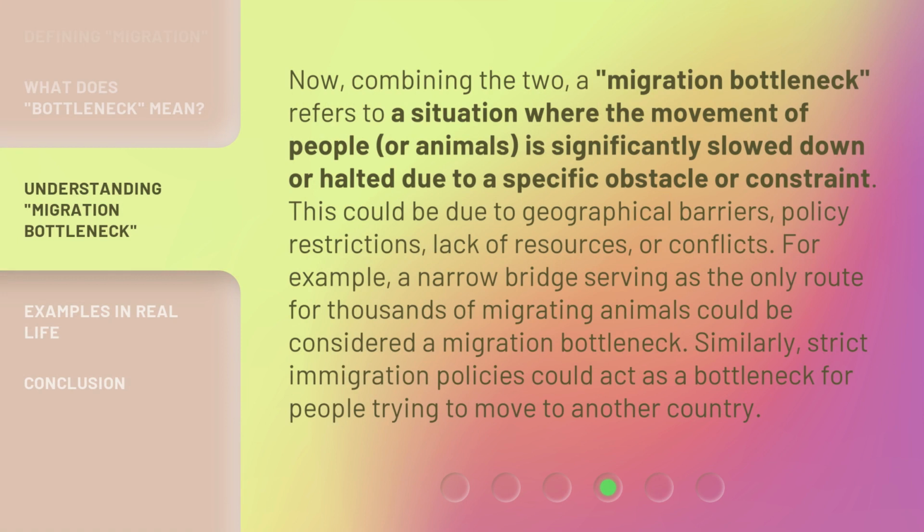Now, combining the two, a migration bottleneck refers to a situation where the movement of people or animals is significantly slowed down or halted due to a specific obstacle or constraint. This could be due to geographical barriers, policy restrictions, lack of resources, or conflicts. For example, a narrow bridge serving as the only route for thousands of migrating animals could be considered a migration bottleneck. Similarly, strict immigration policies could act as a bottleneck for people trying to move to another country.